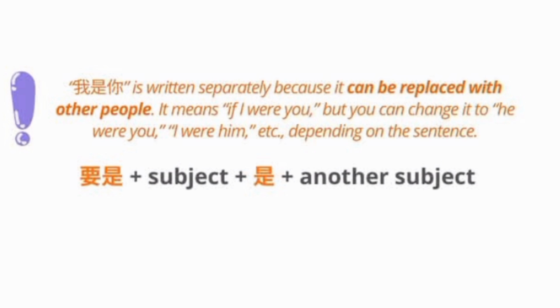The last three characters are written separately because they can be replaced with other people. It means, if I were you, but you can change it to, if he were you, if I were him, etc., depending on the situation. 要是 plus subject, plus 是, plus another subject. Hope you find it easy and learned it too. Let's watch examples to understand it more closely.